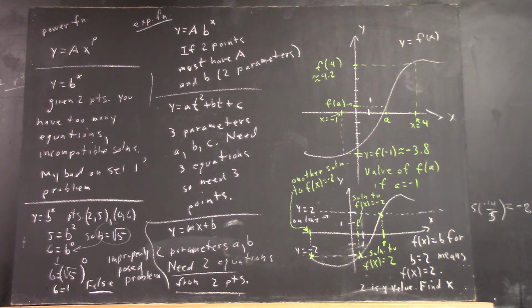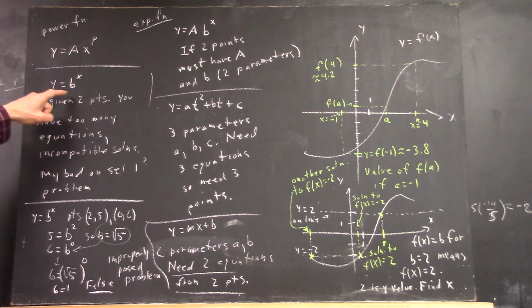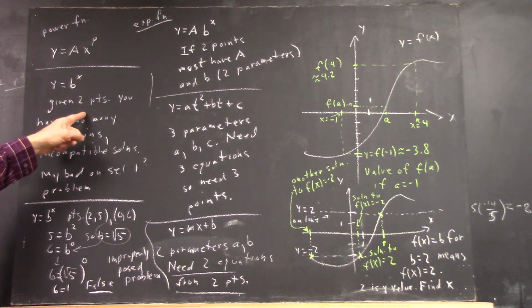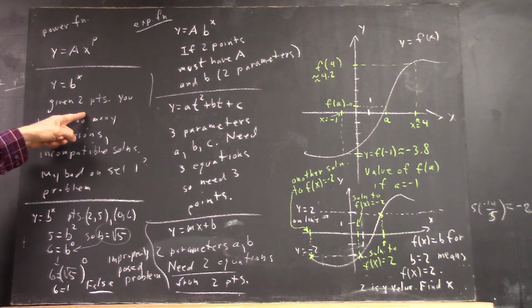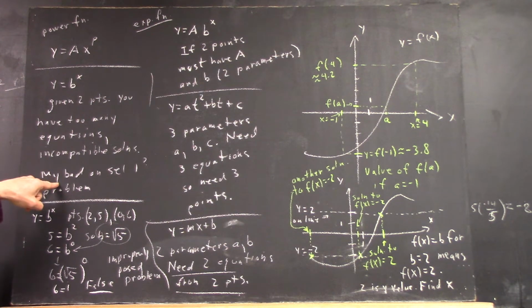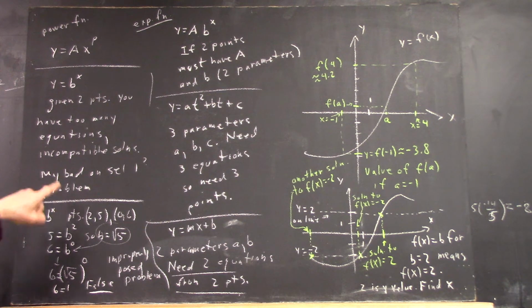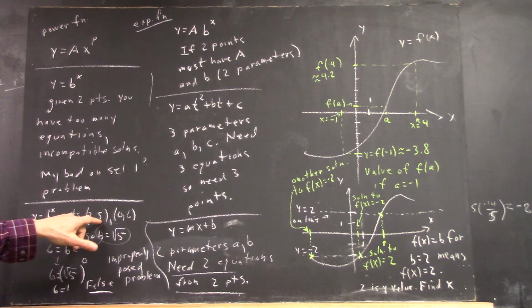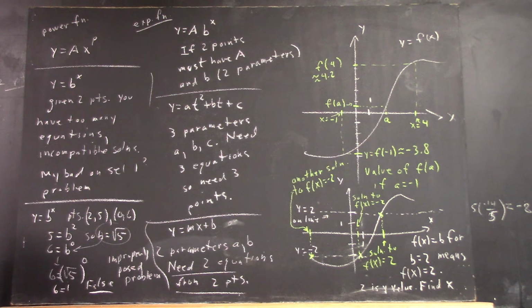Now, if you just had y equals b to the x and you were given 2 points, and unfortunately, due to my bad, that's what you were given on the first problem, you end up with a contradiction. Okay? Now, one particular contradiction was y equals b to the x, and the points were (2, 5) and (0, 6). I think those were the points.